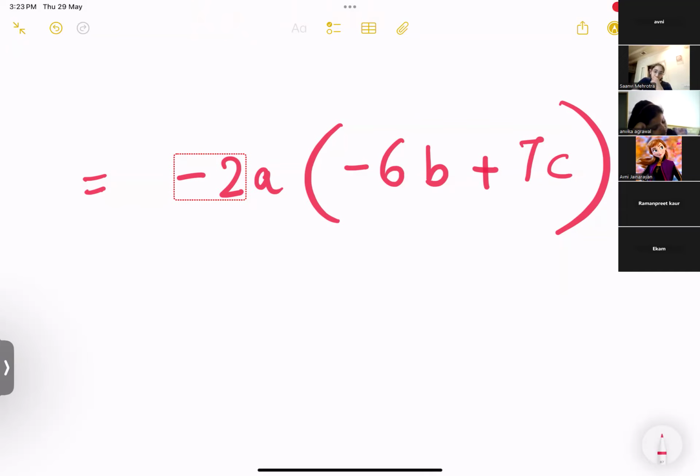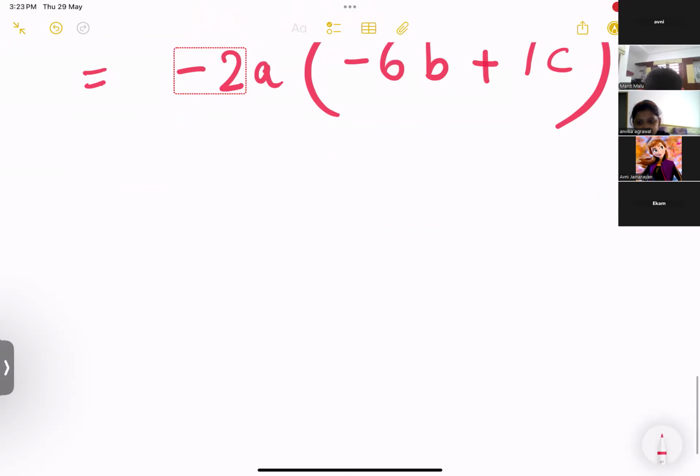Grahil, correct. Ma'am, answer is 12AB plus minus 14AB. No, wrong. 14AC. What did you do, minus 2a times minus 6a? How can I tell the answer? This is inside the bracket. Then solve this. Don't bring it so far, you are doing it wrong. You have to type the answer, kids.